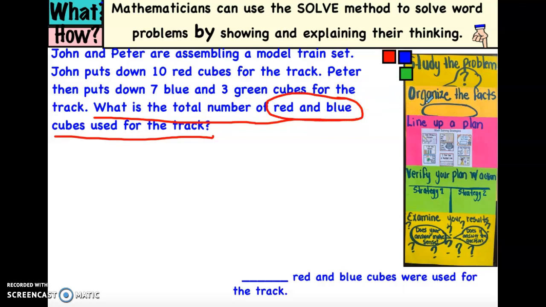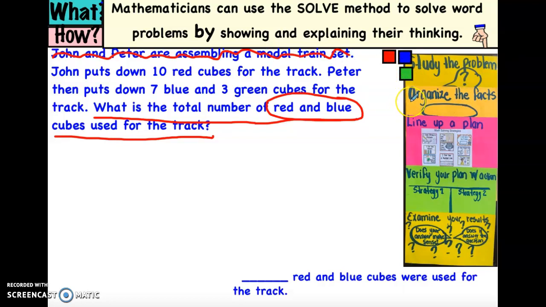So let's continue. Organize the facts. So we need to circle all important facts. Let's go back and reread our problem again. John and Peter are assembling a model train set. Do you think that's important in order to solve the problem? Nope, I don't think so. So we're going to draw a line through it because we really don't need that in order to solve the problem.